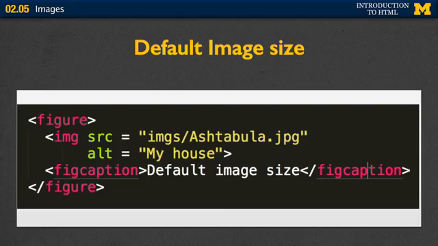The first option would be just use the default image size. I have my image tag, and I have my two required attributes: source, where you can find the picture, and the alternate text.